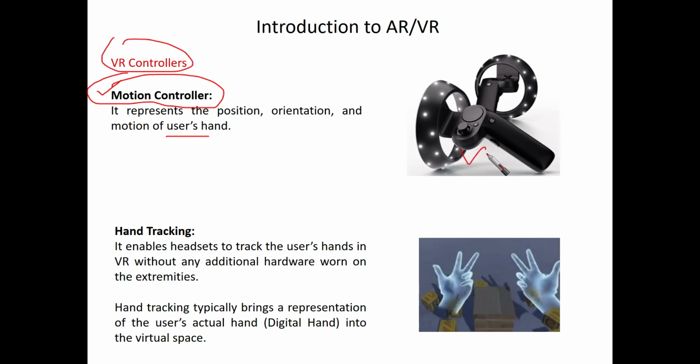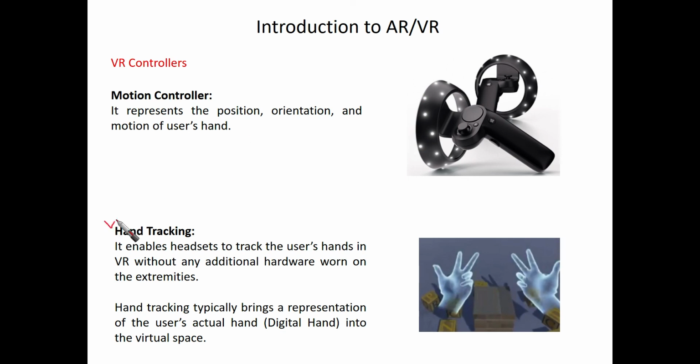For example, this is your motion controller. If you have these things in your hand and then you move, you see there are very small light sensors kind of. So when you move, these are moving, right? And then your headset can control that, okay, where is this position, where is that position, and accordingly it can sense the position, orientation, and motion of the user's hands, right? So the interactions become more realistic.